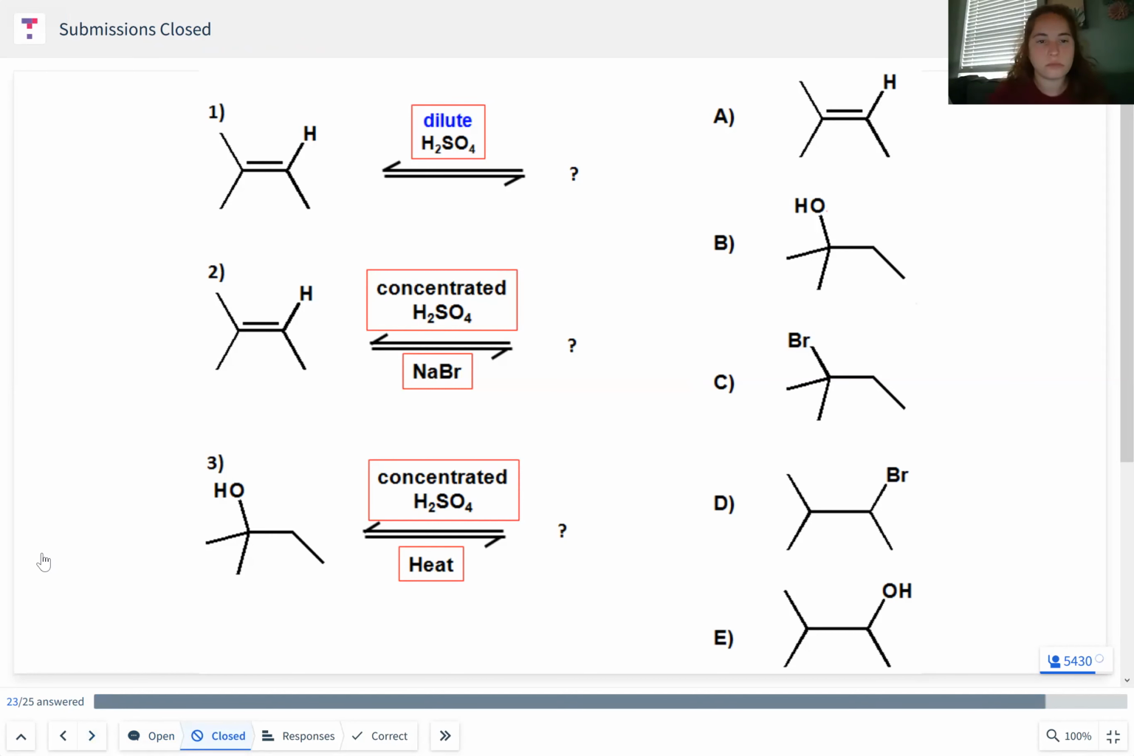So in the first question, it says dilute sulfuric acid is our conditions. What does dilute sulfuric acid mean? There's water. Right. So what type of reaction are we doing if we have an alkene and aqueous acid?